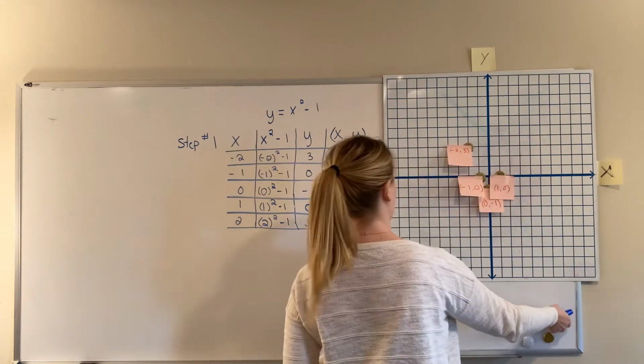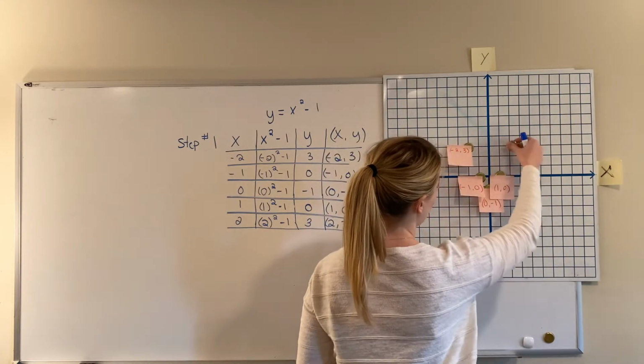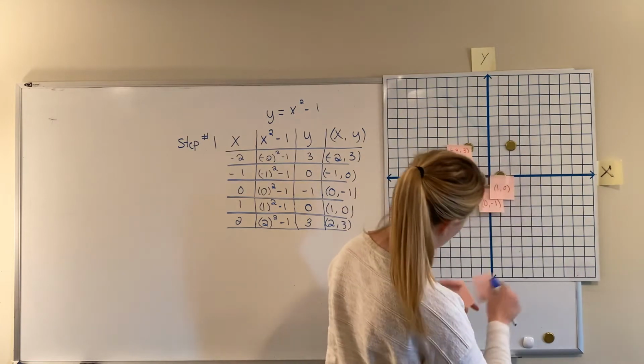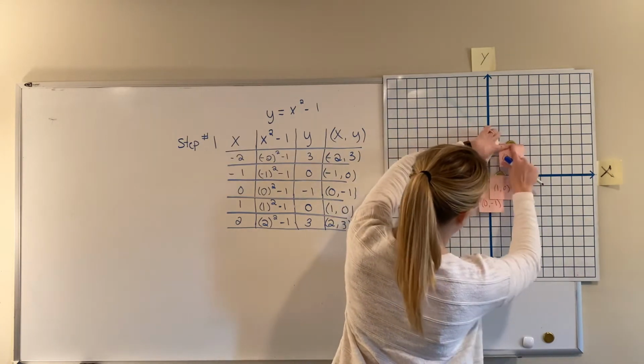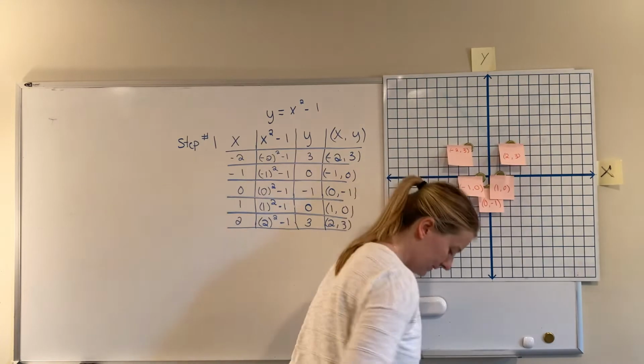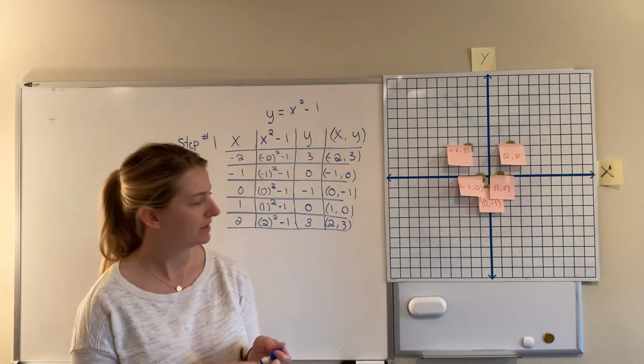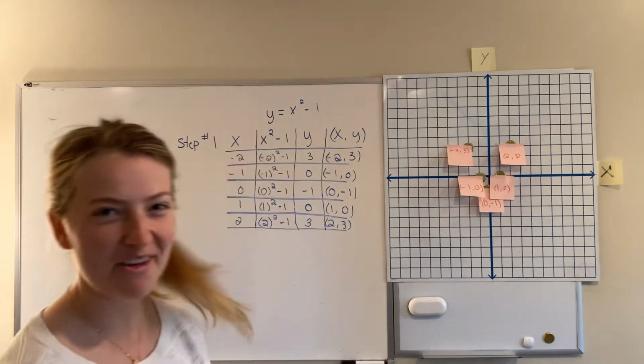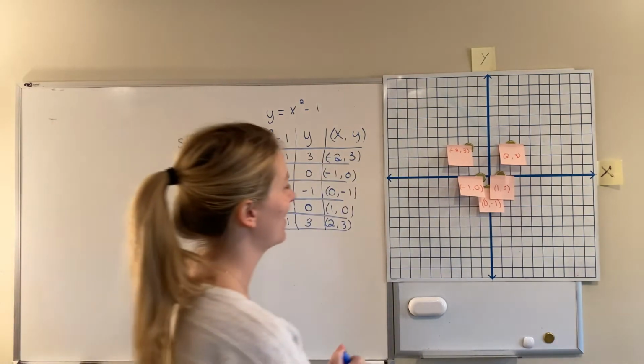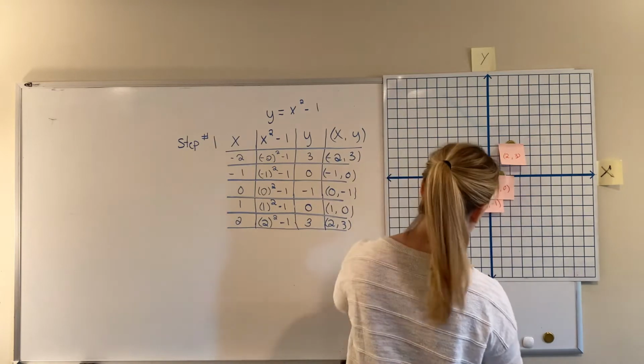And then our last point is 2, 3. So x is 2, y is 3. And those are all of our points. But now, our very last step is to draw our line. And now having the post-it notes there is not helpful for that. So I'm going to take them off.